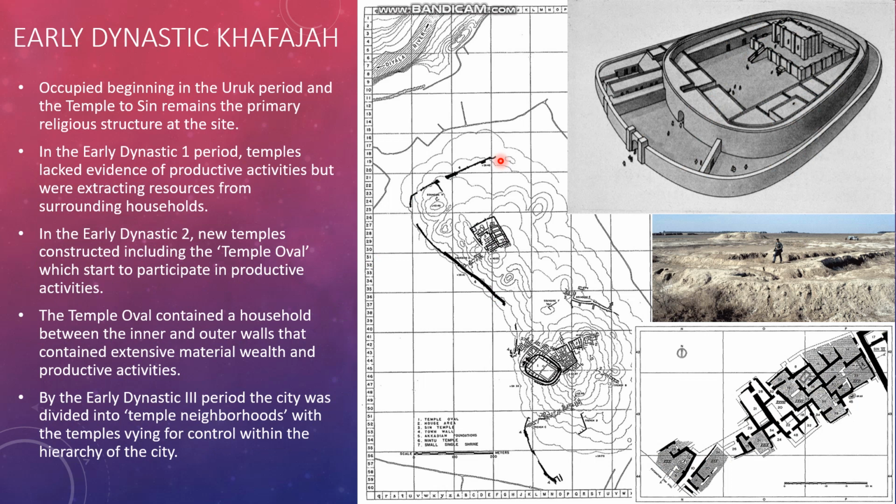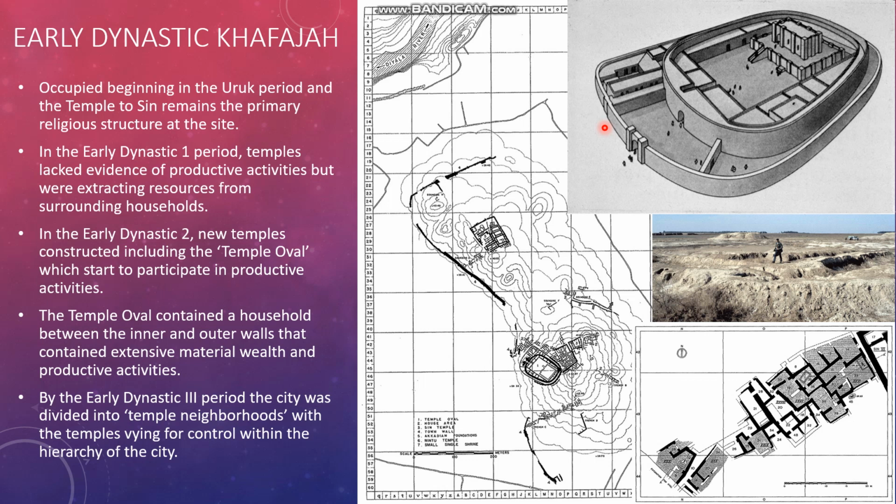And in the early Dynastic 2, we see new temples taking over, but now the temple is no longer an extractive resource, it's a productive resource. And that's what you see here in the Temple Oval. You have the temple inside an interior wall, but between the outer wall of the temple and the inner wall, there's a house that was called House D. And this house contains a lot of productive activities for the production and processing of grain and pottery and metalworking. So what we can see is each of these neighborhood temples is now also a productive organization within the community. So we have this kind of extensive production of material wealth for the temple rather than extracting it from the local population.